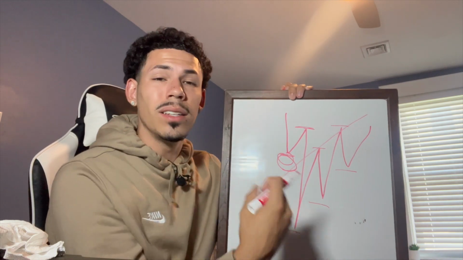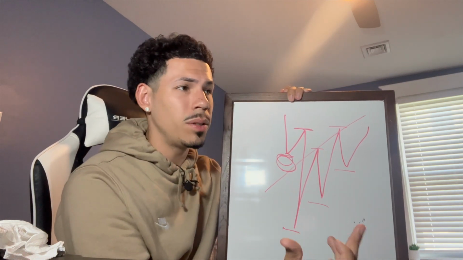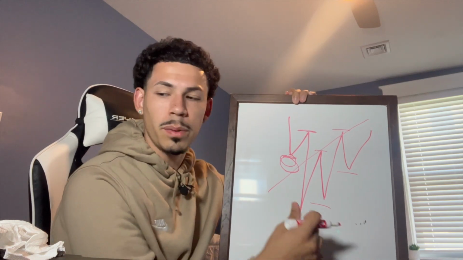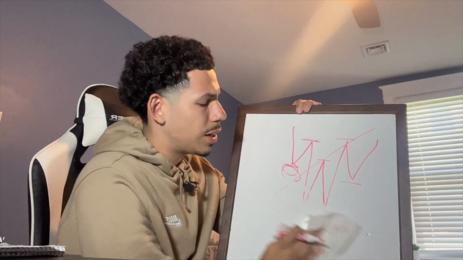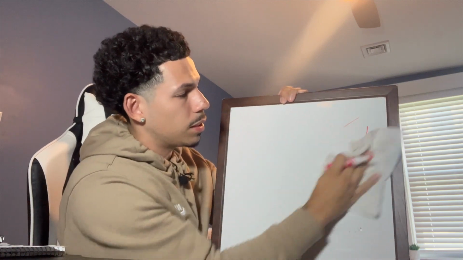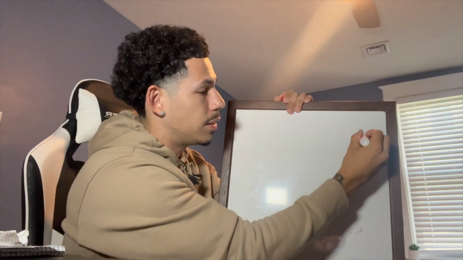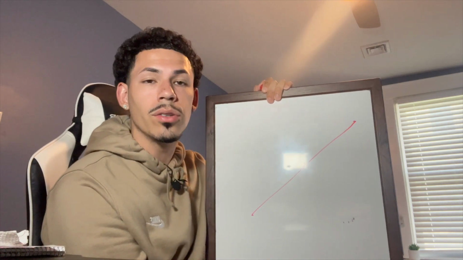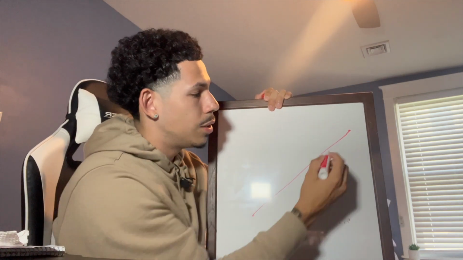Now, I feel like this doesn't need too much explanation. I feel like it's pretty self-explanatory. But if you guys have any questions, you could 110% comment down below in the comment section and I'll answer them. But like I said, it's literally a vertical, diagonal, whatever you want to call it, support and resistance.